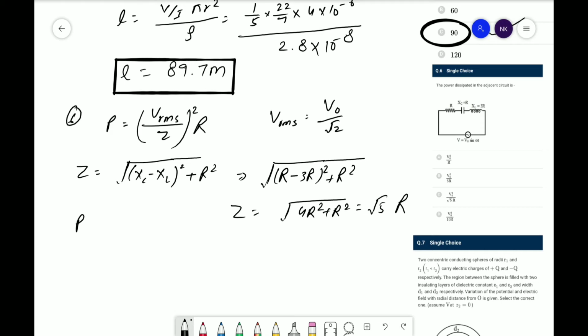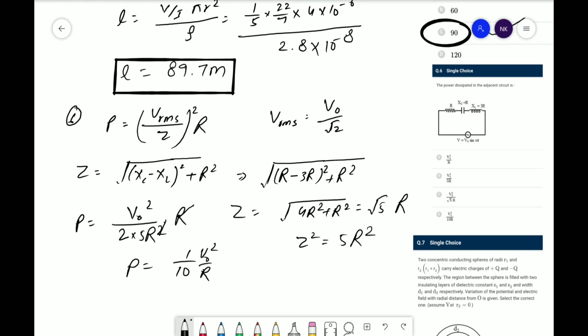Hence P will be equal to Vrms square upon Z square. Here you can say Z square is equal to 5R square. Therefore Vrms square is nothing but V naught upon root 2 squared, which means V naught square upon 2. Therefore V naught square upon 2, divided by Z square means 5R square, and multiplied by R. R cancels, divided by 10. Hence P is equal to 1 by 10 V naught square divided by R. Is there any correct answer? The option D is correct.